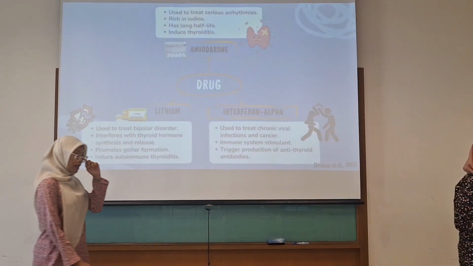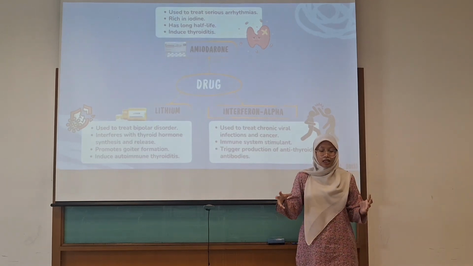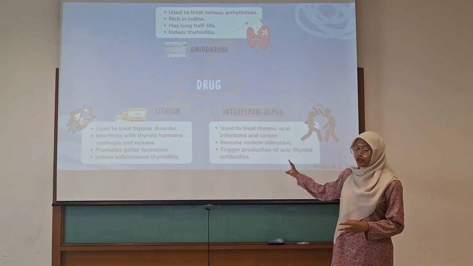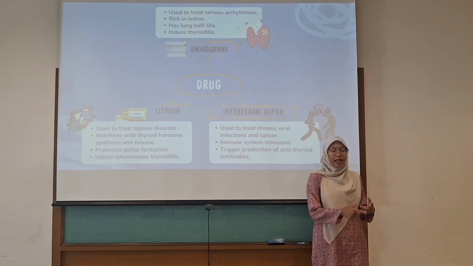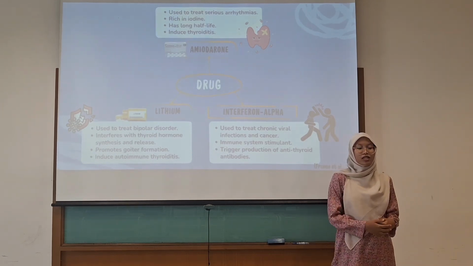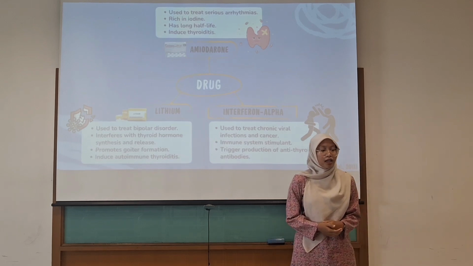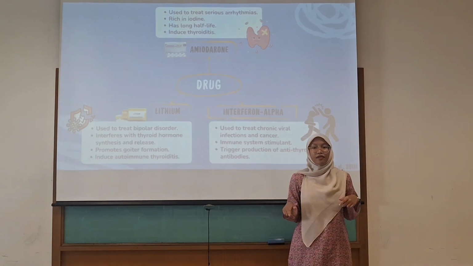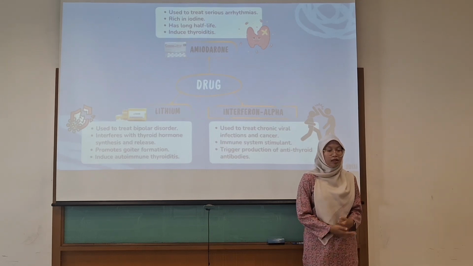Okay, alright, next let's look at drugs. How drugs can play a major role in risk cases. The first drug is amiodarone. Amiodarone is a strong anti-arrhythmic drug that is usually used to treat serious arrhythmias, and it contains about 37% iodine, which is far more than our daily requirement.